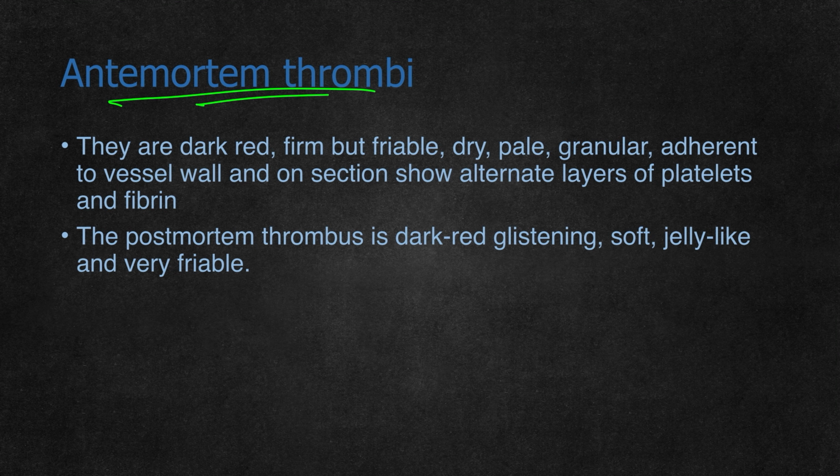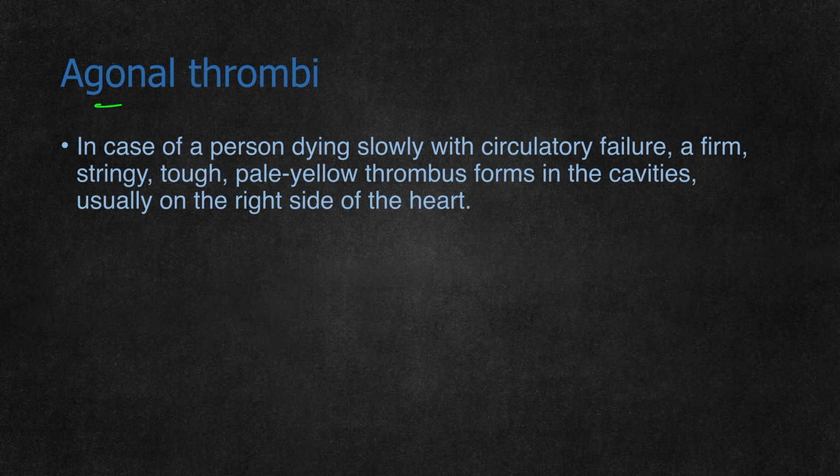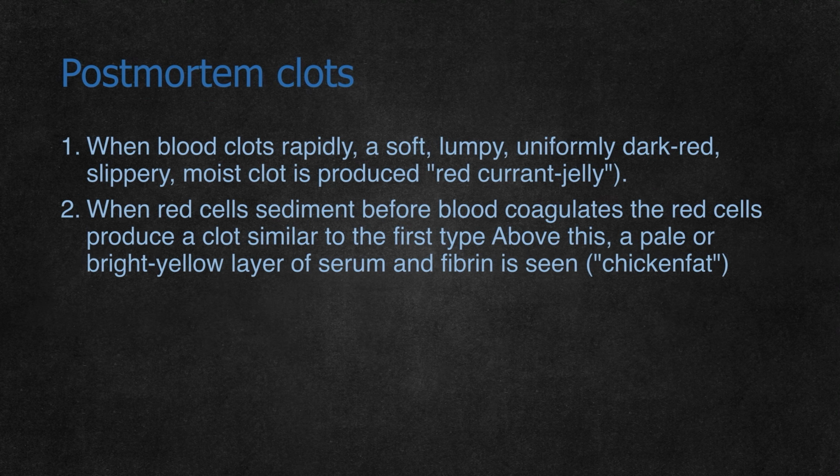Antemortem thrombi in the heart are dark red, firm but friable, dry, pale, granular, and adherent to vessel walls, and on section show alternate layers of platelets and fibrin. The postmortem thrombi are usually dark red, glistening, soft, jelly-like, and very friable, so easily it can be pinched. Agonal thrombi are seen in persons dying agonally. In a person dying slowly with circulatory failure, a firm, stringy, tough, pale yellow thrombus forms in the cavities, usually on the right side of the heart.